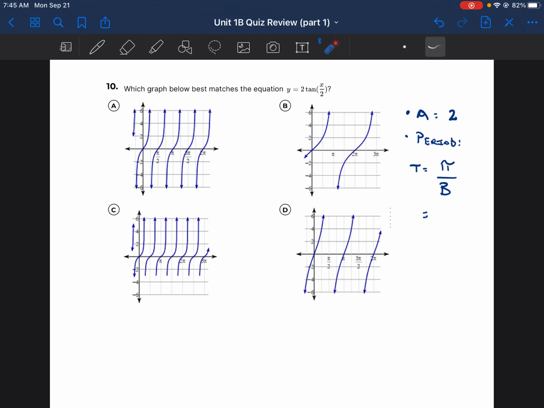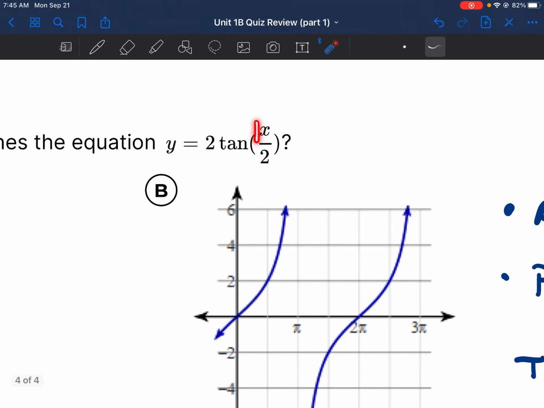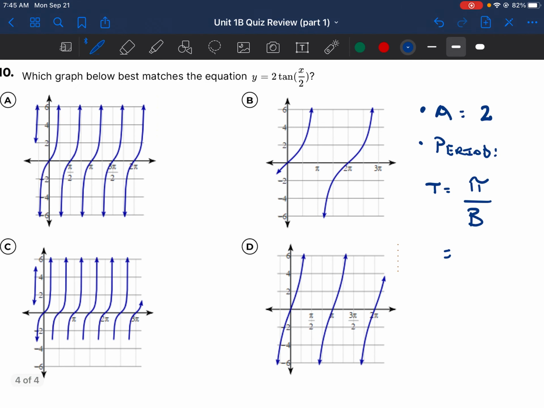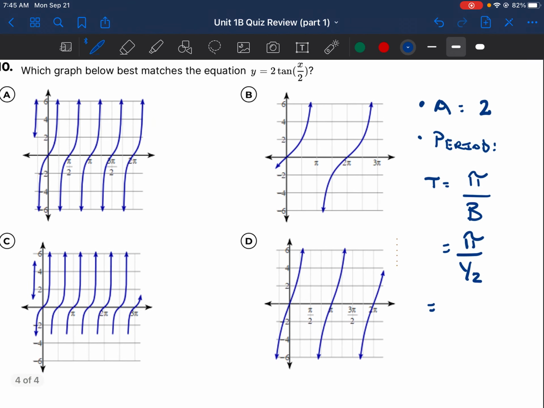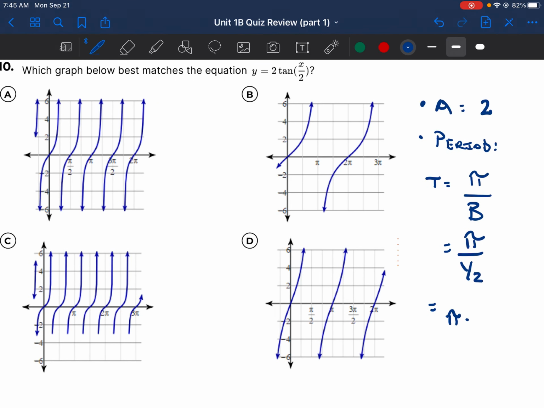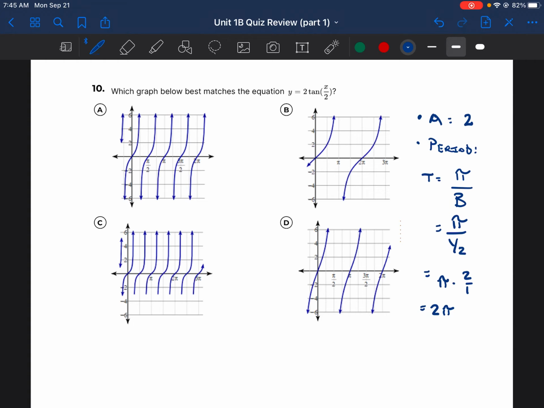And let's also look at the period. So we know that the period for tangent is pi divided by the B term. Well, here we can see that the B term is 1/2. Remember, there's an implied invisible 1, so to speak, here in front of the x. So the coefficient is 1/2. So the period would be pi divided by 1/2. And remember, we're taking pi, dividing it by a fraction, so this would really be pi times 2 over 1, which would be 2 pi. So we want to find the graph that has an amplitude, or not an amplitude, sorry, a period of 2 pi. Well, let's look at these one by one.